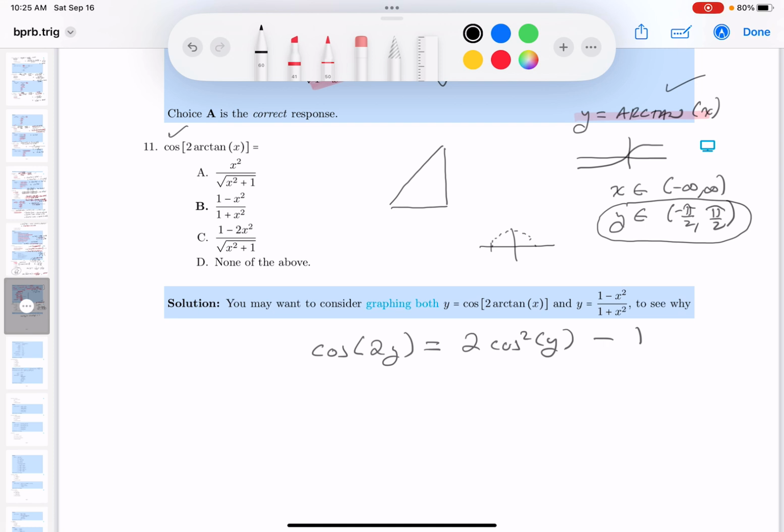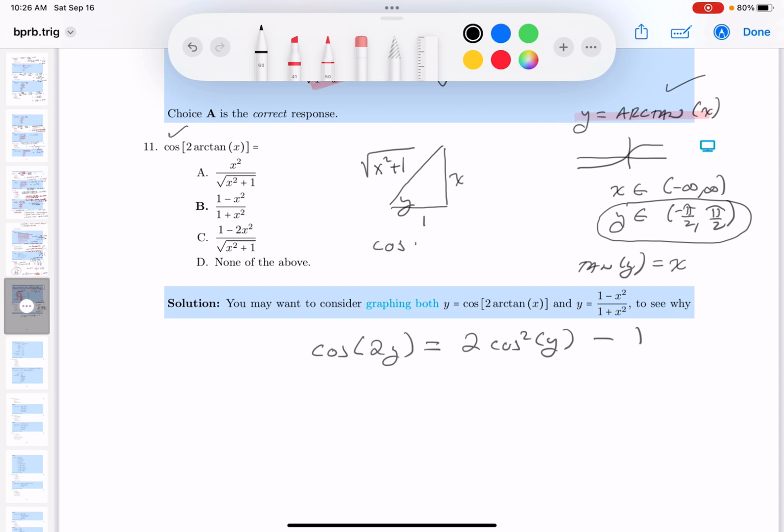So I'm just going to look at a triangle right now. And what do I know about the triangle? I know that the tangent of y, and again, y is between minus pi over 2 and pi over 2, is going to be equal to x. So I'll put y here. And what do I get? I get x over 1. And what's this going to be? Pythagorean theorem, it's going to be the square root of x squared plus 1. So I think I know the cosine of y just looking at that picture.